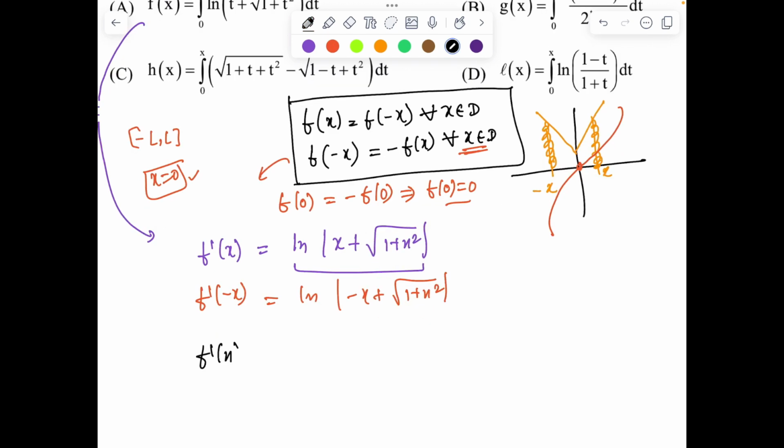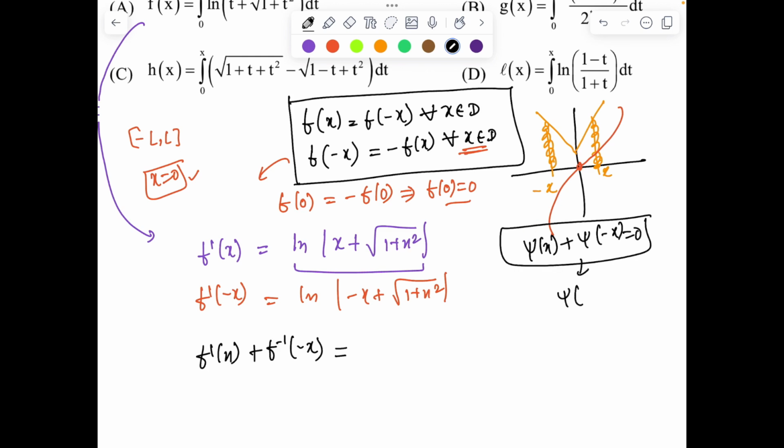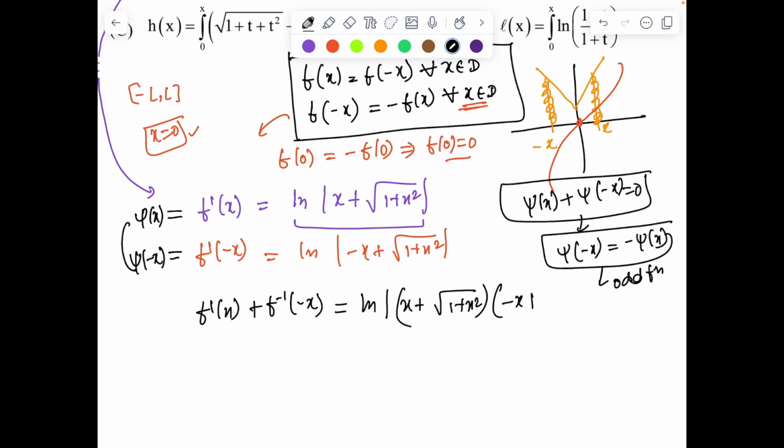So what if I add f dash x plus f dash of minus x? Now why does this motivation of addition come into the picture? Because let's say psi of x is a function, and if I get psi of x plus psi of minus x equal to 0, it's equivalent to telling psi of minus x is minus psi of x, which forces psi to be an odd function. So that's my agenda. I'm taking f dash x as some function psi of x. So according to that convention, f dash of minus x is going to be psi of minus x, and using the log property, the sum is ln of minus x plus root over 1 plus x square times x plus root over 1 plus x square.